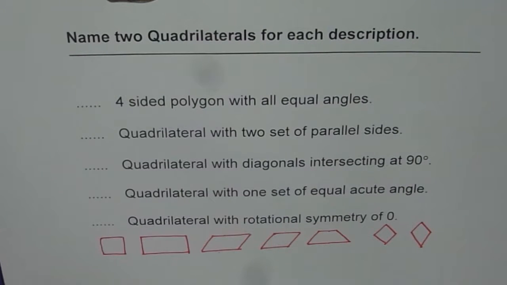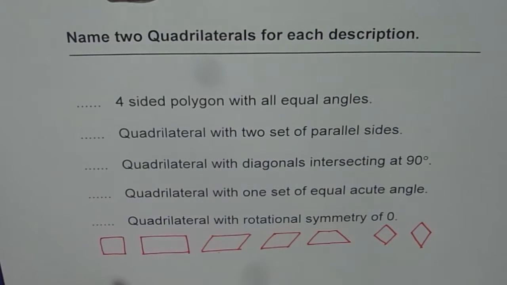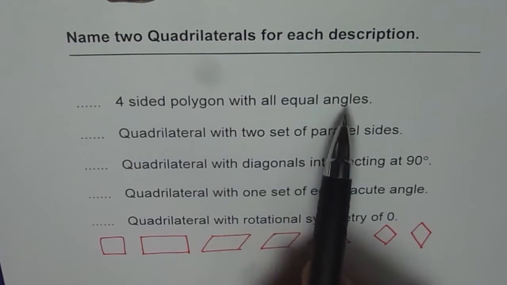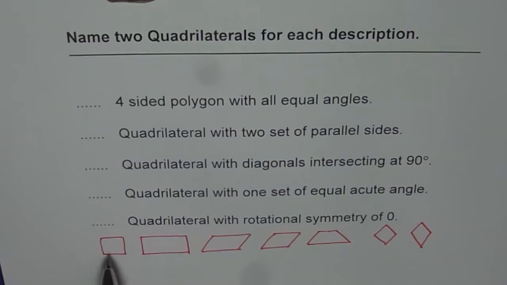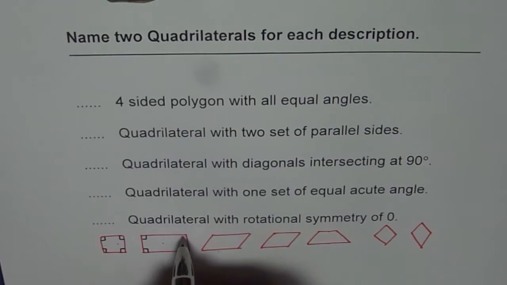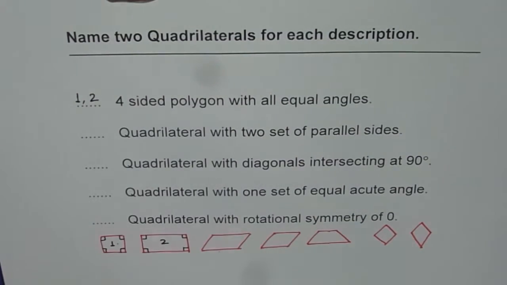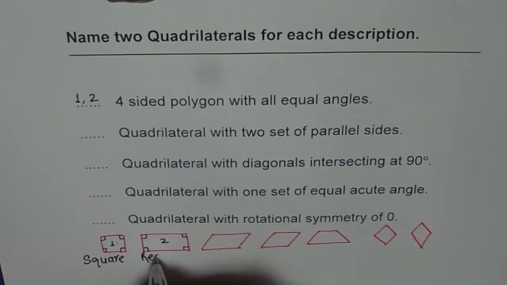Okay. Now, the answer. Four-sided polygon, all quadrilaterals are four-sided, with all equal angles. So four-sided with all four equal angles are these two. Here we have 90 degrees, correct? All four 90 degrees. Is it okay? So the answer is square and rectangle, correct? Let me name them. So we have 1 and 2, right? So in this case, the answer is 1 and 2. And you know what is 1? 1 is square. And this one is rectangle, right?